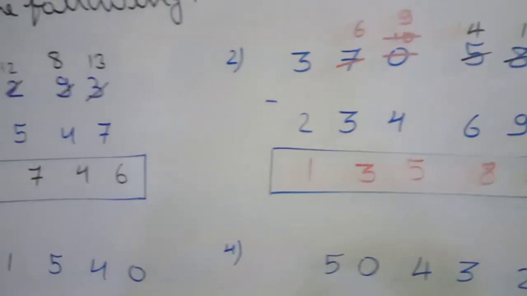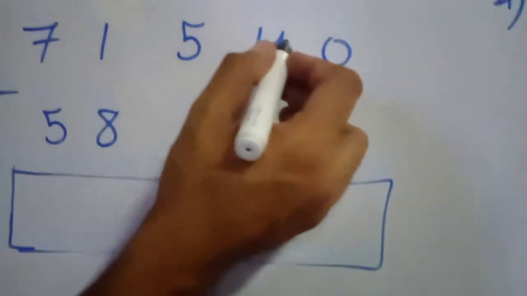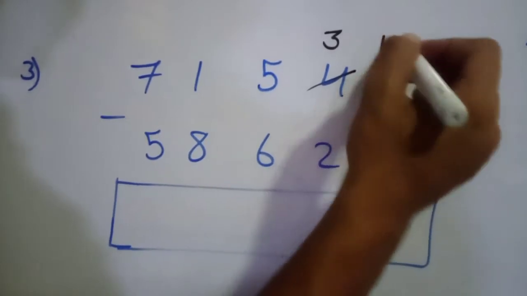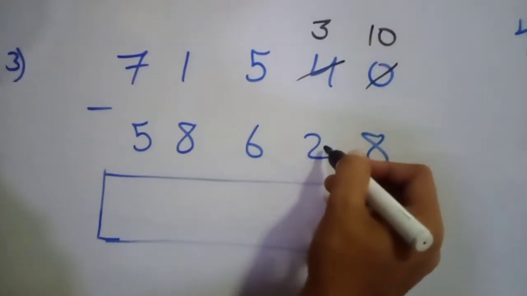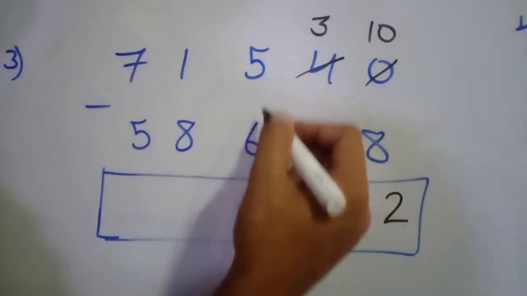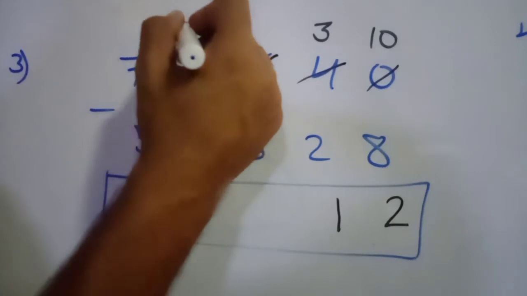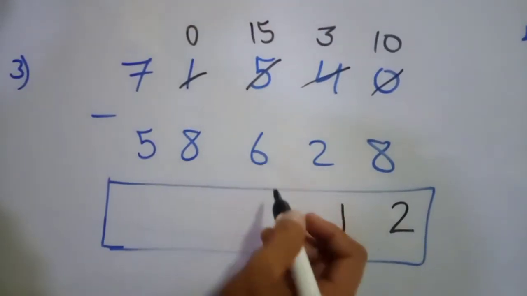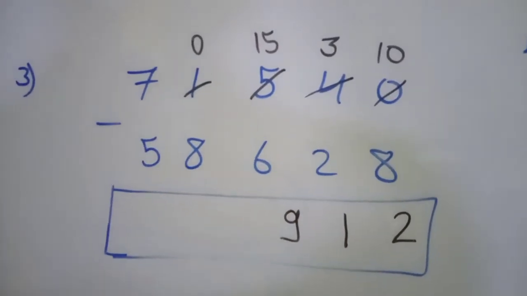Come to the next one. Here we have the 0. We cannot subtract 8 from 0. So it borrows 1 from 4. 4 becomes 3 and 0 becomes 10. 10 minus 8, 2. 3 minus 2, 1. 5 minus 6, no. 5 borrows 1 from 1. So it will become 0 and it becomes 15. 15 minus 6, 9. 0, can we subtract 8 from 0?